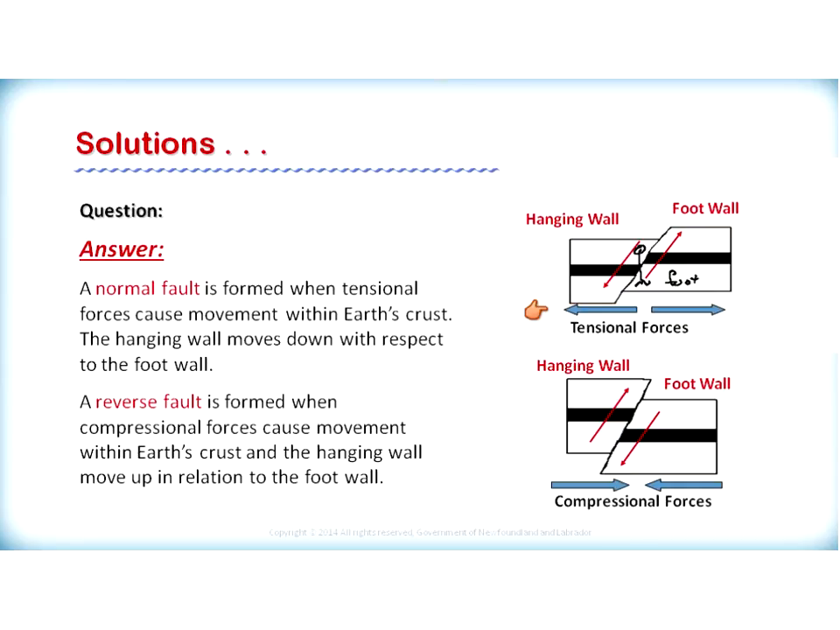When we look at a reverse fault in comparison, a reverse fault is formed when compressional forces cause movement within Earth's crust and the hanging wall moves up in relation to the footwall. If you look at the diagram to the right, we'll notice that the hanging wall moves upward in relation to the footwall. Again, to double check our hanging wall and footwall, draw a stick man across your fault line, and his feet would be on the footwall.